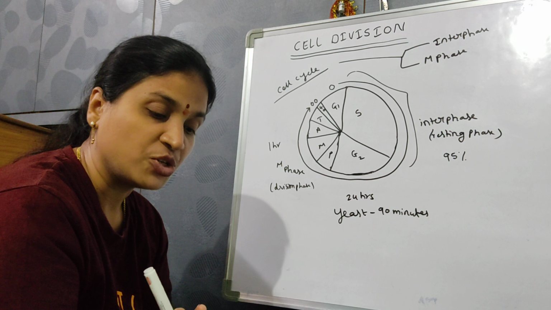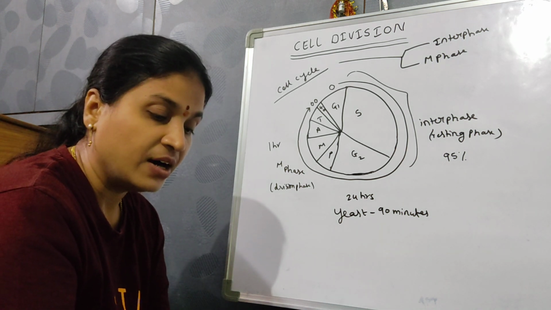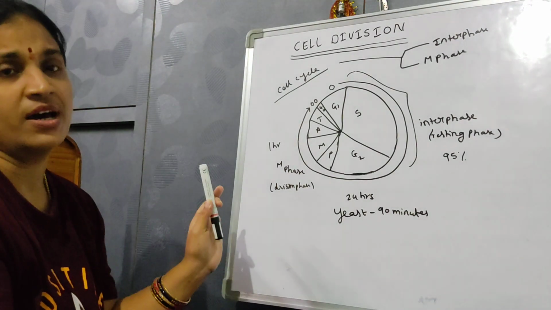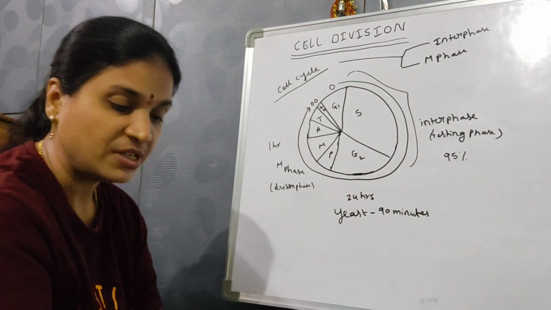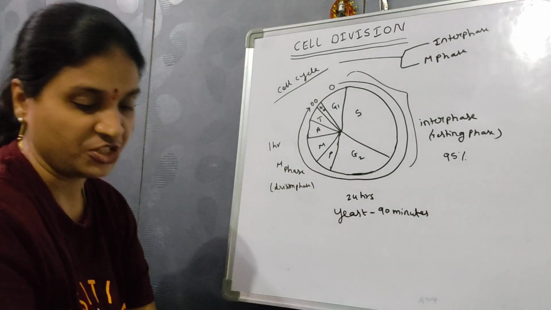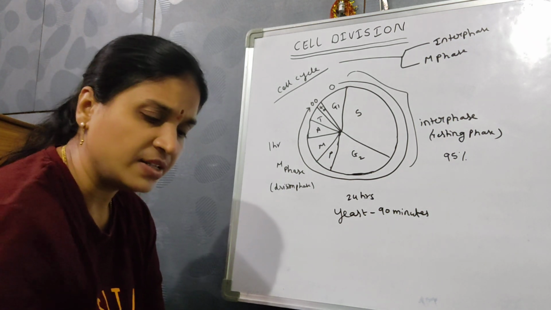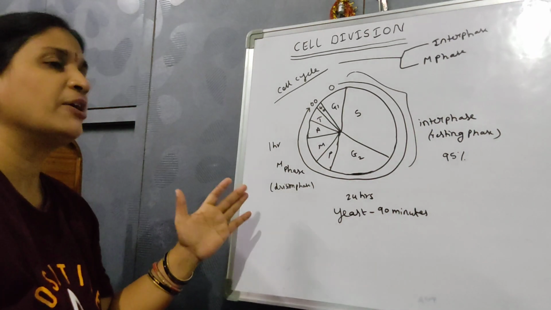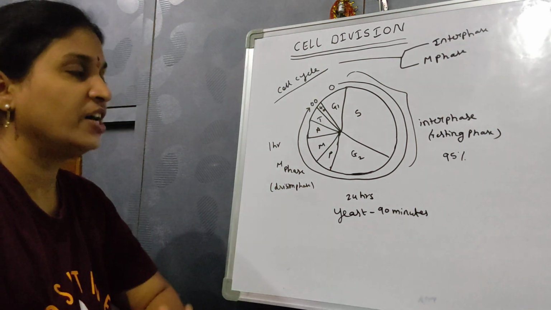24 hours is the average duration of the cell cycle of a human cell. This particular division lasts only for 1 hour, but 95% of the cell cycle is nothing but the cell being in the interphase stage. This M phase is the division phase. It can be mitosis, it can be meiosis. Later on we will study that, but first of all we will study the interphase.